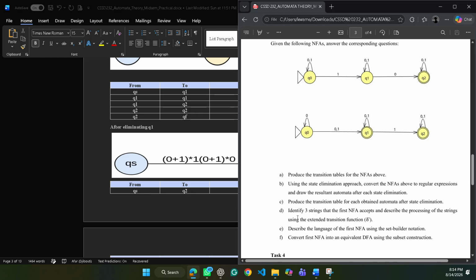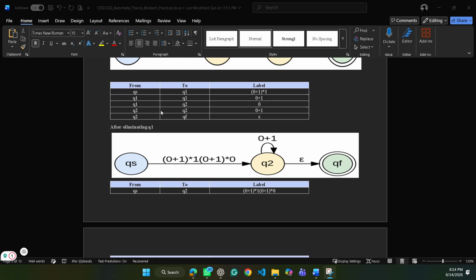Question D. Identify three strings that the first NFA accepts and describe the processing of the strings using the extended transition function. This video is becoming long. Right. So part D: identify three strings accepted by NFA1 and retrace their processing using the extended transition function.